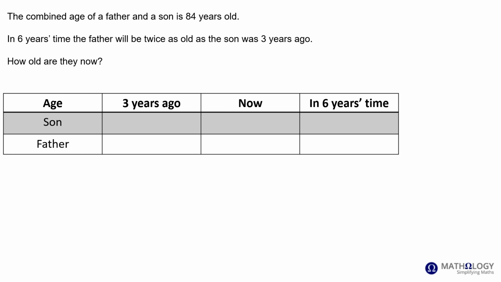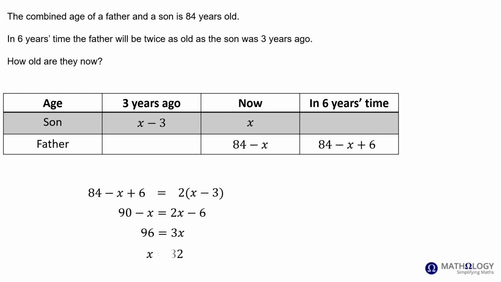The problem can also be solved by using only one variable. Again, we will let the son's current age be x, which means that the age of the father now is 84 minus x. In 6 years' time, the father will be 84 minus x plus 6. Since the father's age in 6 years' time will be twice the son's age 3 years ago, it follows that 84 minus x plus 6 equals 2 times (x minus 3). Solving for x gives the same solution. The current age of the son is 32, and the father is 52.